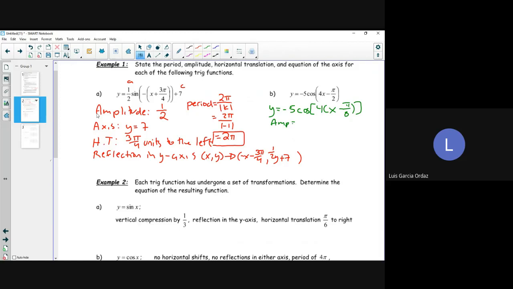-5 or 5. Positive 5. What is our axis? y is equal to 0. Mm-hmm. Do we have any reflections? In the x-axis. Yep. So we have a reflection on the x-axis. Any horizontal translations? Pi over 8 units to the right.